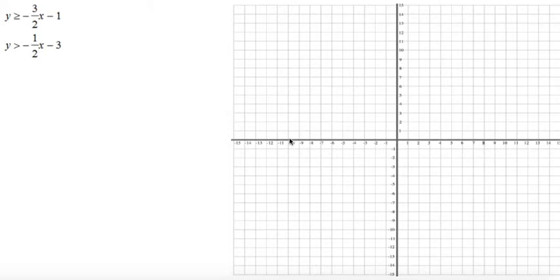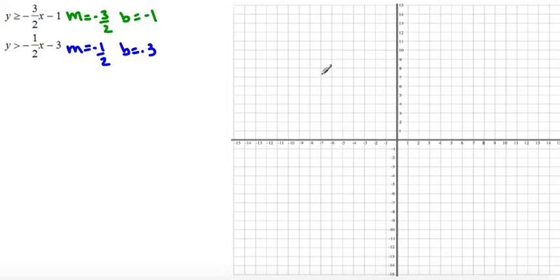Alright, example 15, solve the linear system of inequalities and give one solution and one non-solution. So we're lucky in that this is already written in slope-intercept form, so I just need to find what the slope is. So the slope of the first inequality is -3/2, and the y-intercept is -1, and the second inequality, the slope is -1/2, and the y-intercept is -3. So now I can graph.